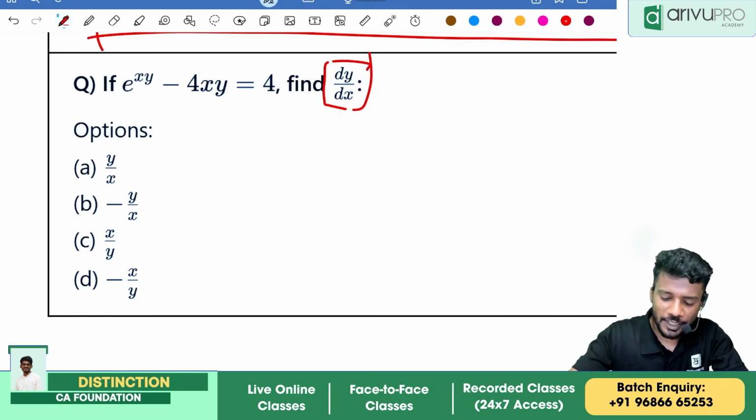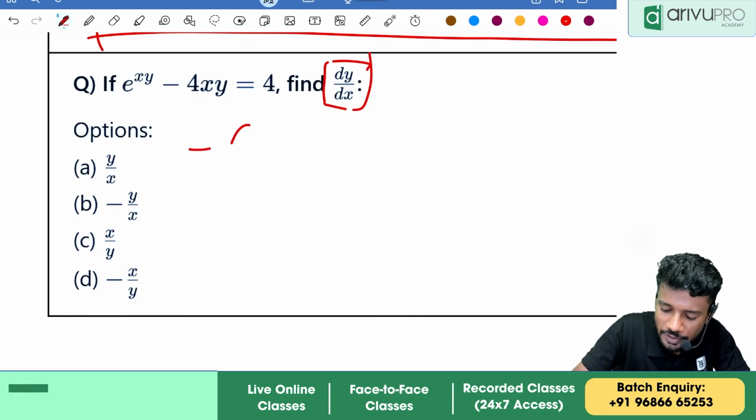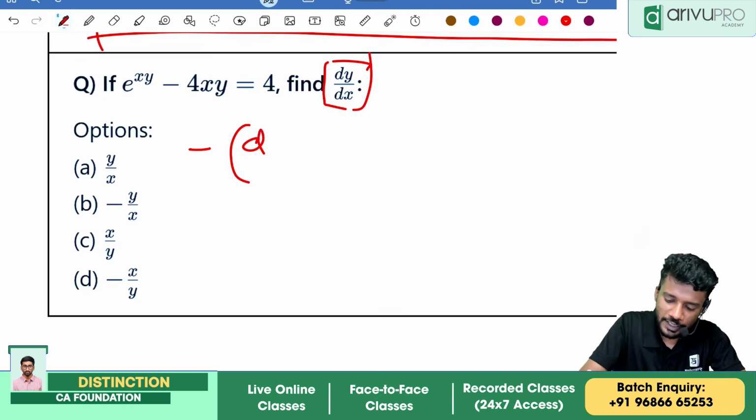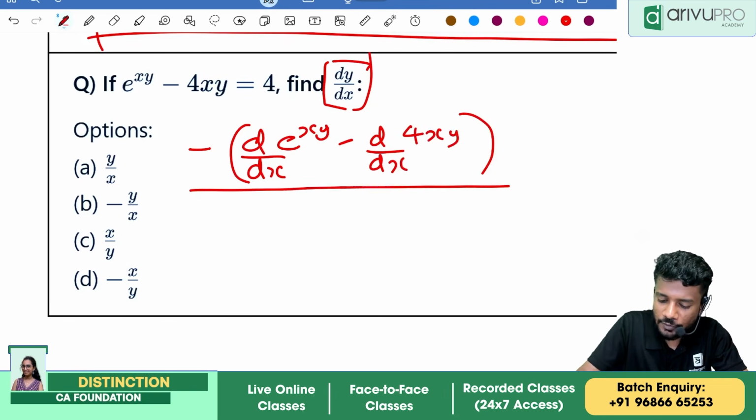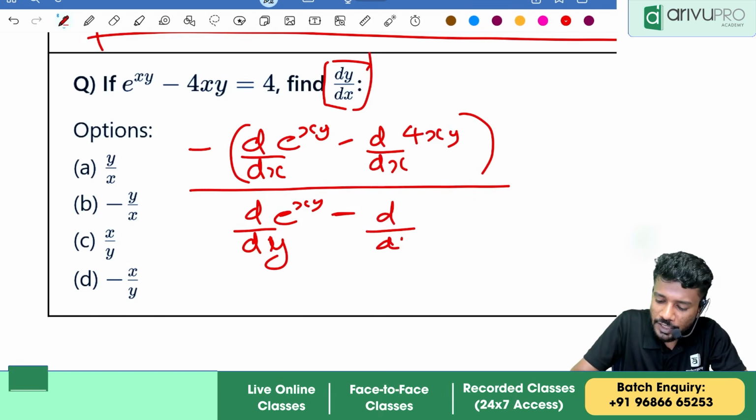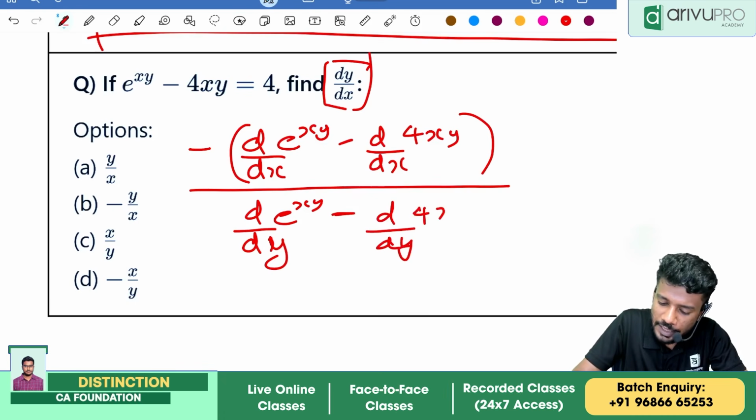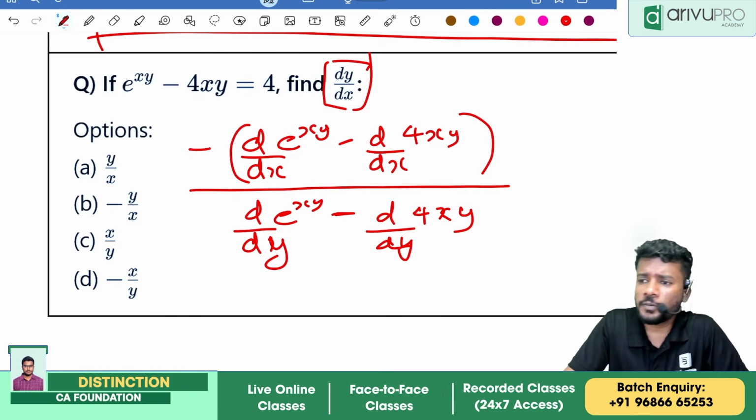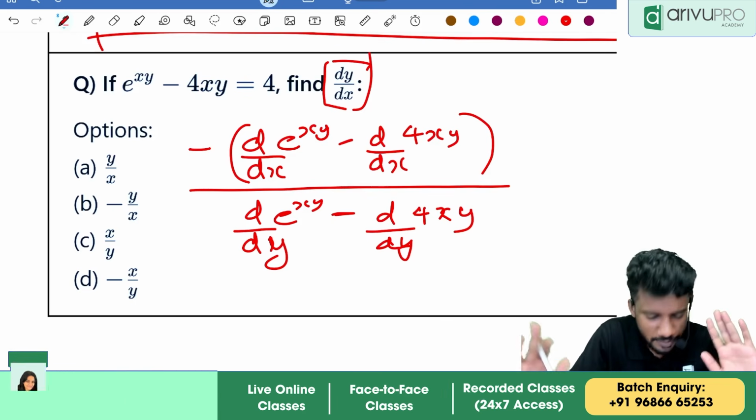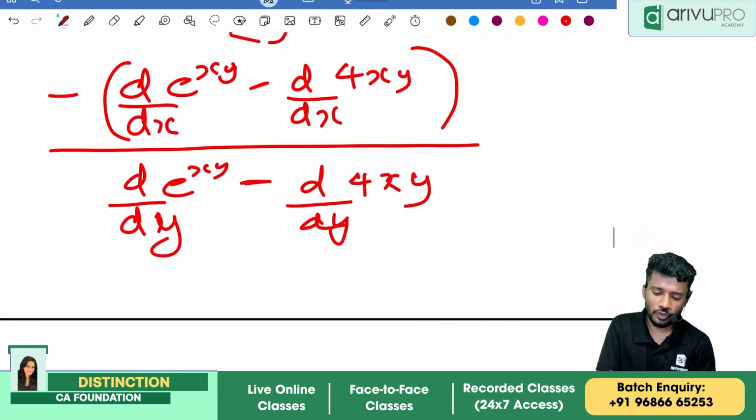Now, tell me, what is our step? Minus of, differentiate with respect to x, I will write d by dx of e raised to xy minus, can I write again d by dx of 4xy? The entire thing divided by d by dy of e raised to xy minus d by dy of 4xy. Then, sir, why are we not writing 4? Why are we not writing 4? You tell me. It is already a constant anyway, it will be 0. Now, you tell me what will be the denominator.